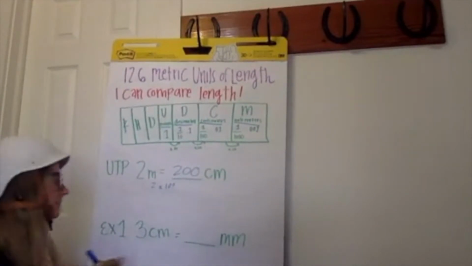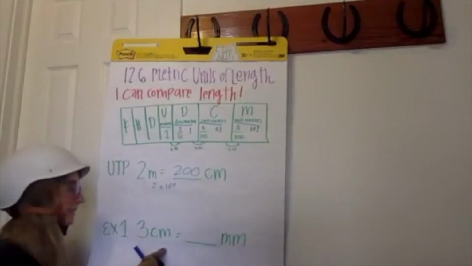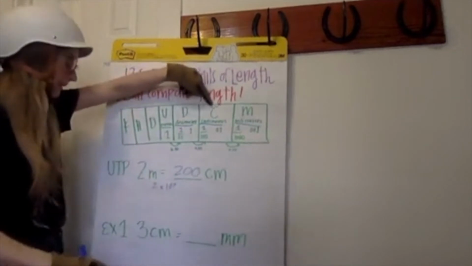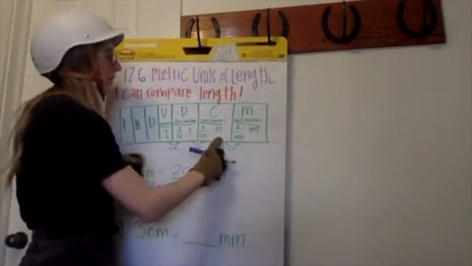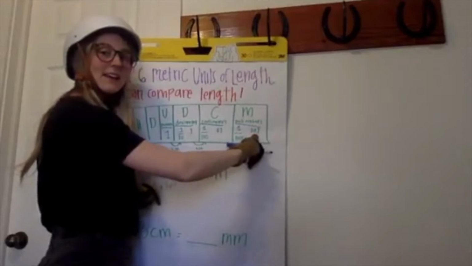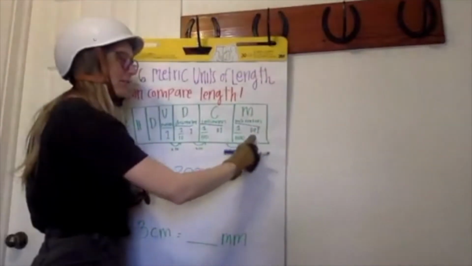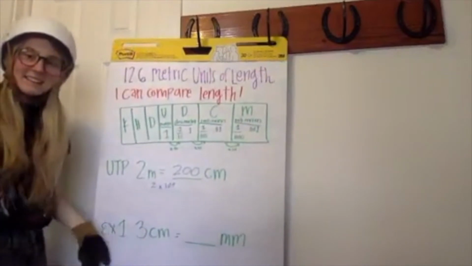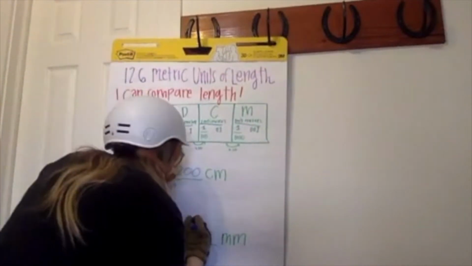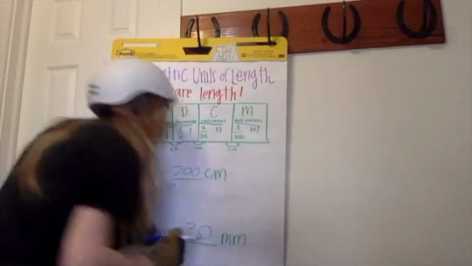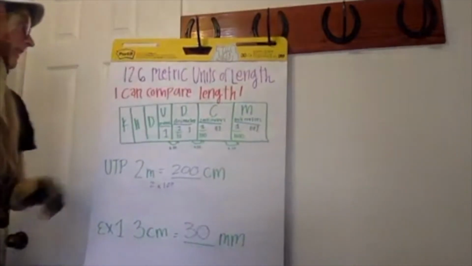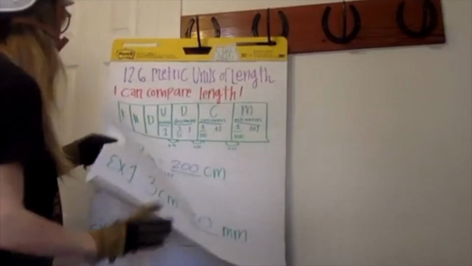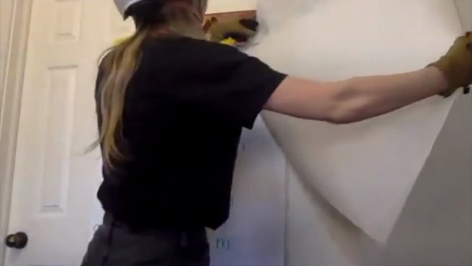Easy. Okay, let's try it again. All right, we have 3 centimeters equals blank millimeters. So we go up here. Here's our centimeters, and here is our millimeters. We go whoop, 1 to the right. So we multiply by 10 every time. We only move once, so multiply by 10. So 3 times 10 is 30. Oh my gosh, so easy. Okay, fabulous. Let's go to our next page of examples.